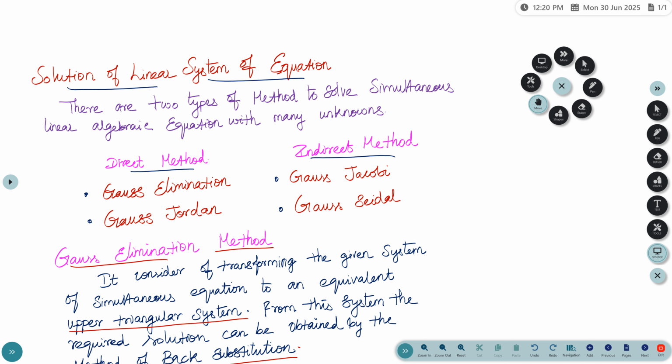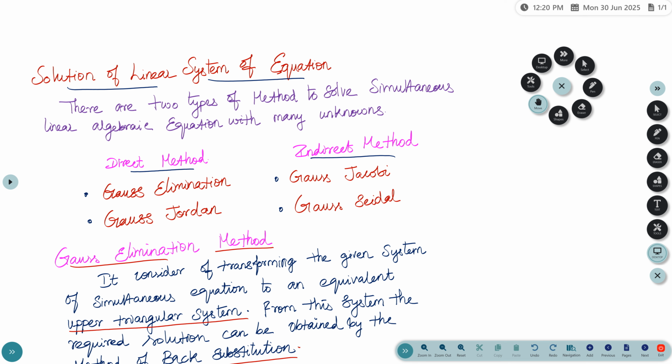Good morning. Today we are going to discuss how to solve a linear system of equations. There are two types of methods to solve simultaneous linear algebraic equations with many unknowns. One is the direct method, and the other is the indirect method.